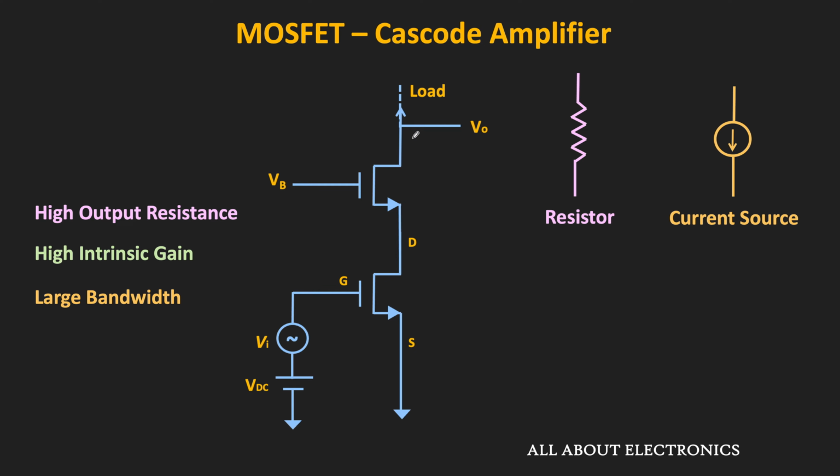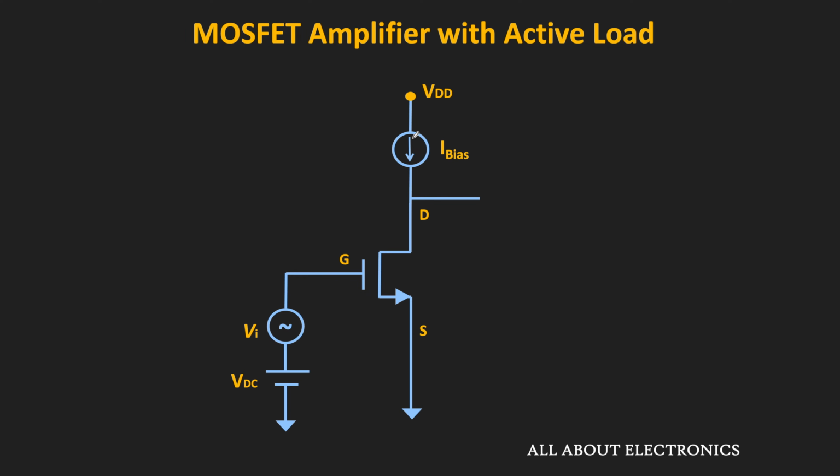First of all, let us understand the motivation for learning this configuration. In the previous video, we saw that the intrinsic gain of the common source amplifier is given as gm times R0, where R0 is the output resistance of the MOSFET. Typically in ICs, the achievable intrinsic gain is in the range of 20 to 50, and that gain is achievable only if it is biased with an ideal current source.